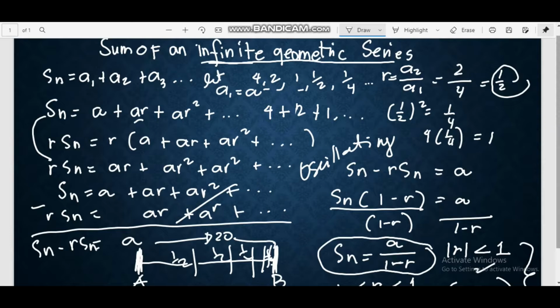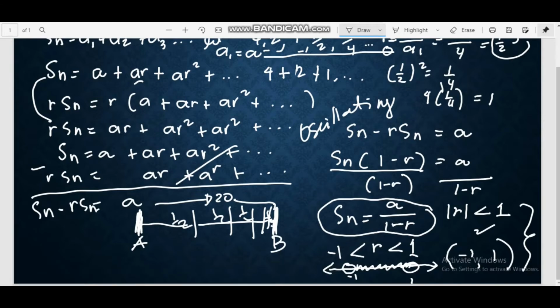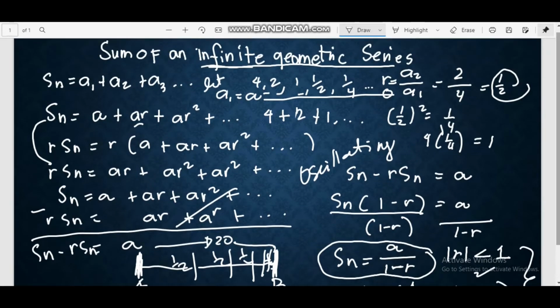Now if you think about it, if your ratio is less than 1, like 1/2, and you observe the given example, 4, 2, 1, 1/2, 1/4, it gets smaller. That is the reason the sum of an infinite geometric series is only available if the absolute value of r is less than 1, or r is between -1 and 1. So that is the answer to your question.